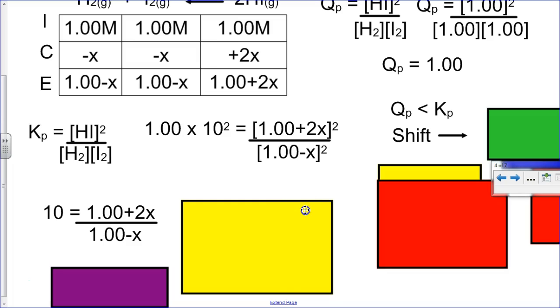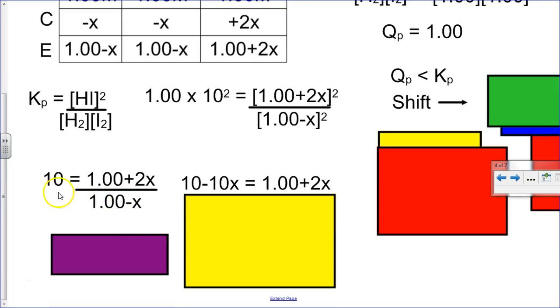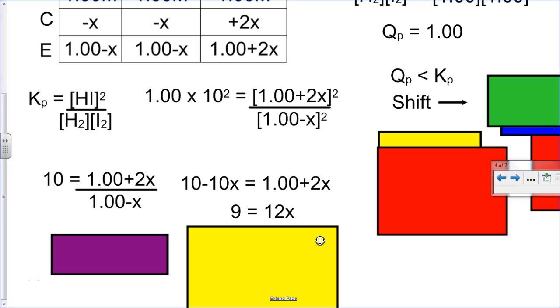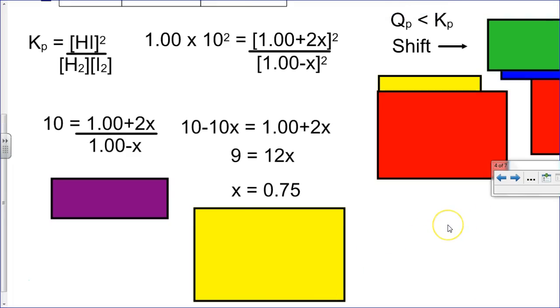When you have solved for x, hopefully you got something like this. I'll show the algebra a little bit. I'm moving the bottom term and multiplying that by both sides. You get 10 minus 10x equals 1 plus 2x. Get your x's on one side and your numerical values on the other side. You solve for x and you should get 0.75.